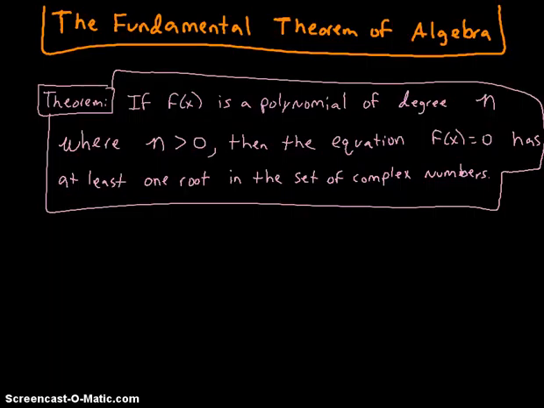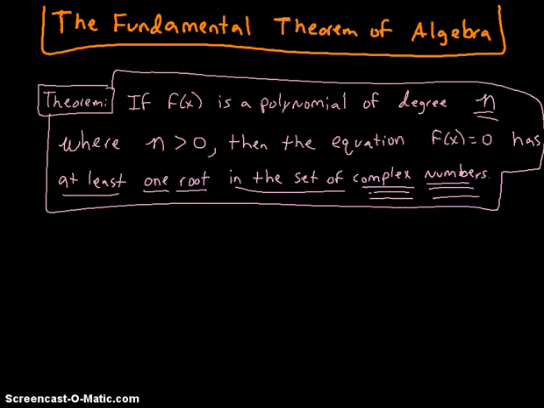The fundamental theorem of algebra sounds really complicated, but it's not really that much. Basically what the theorem says is this: if f of x is a polynomial of degree n, where n is greater than 0, then the equation f of x equals 0 has at least one root in the set of complex numbers. So you have to understand a lot of vocabulary there.